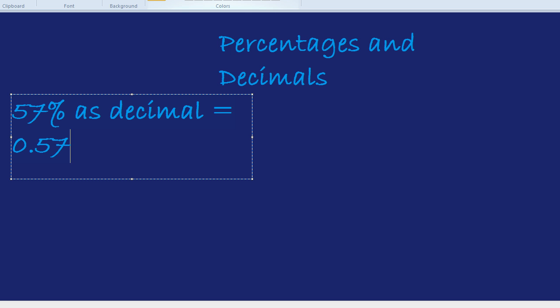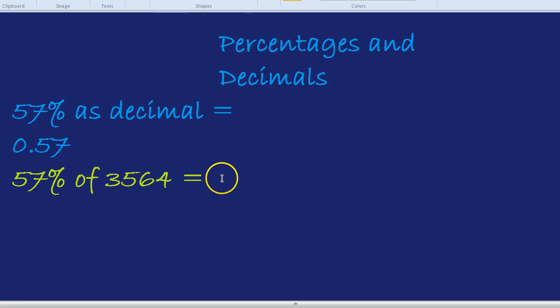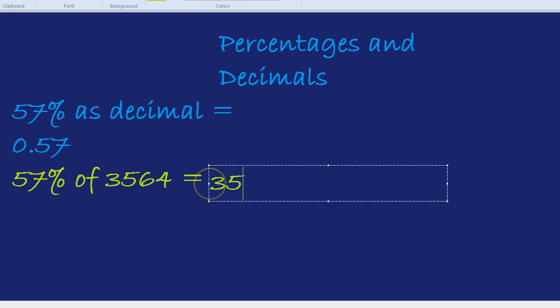Because if we had a calculator, say the question was, work out 57% of 3,564. What we could do for that is we could get the calculator and we could actually times that number, 3,564, by 0.57. And that will give us 57%. That's why converting percentages to decimals is quite useful.